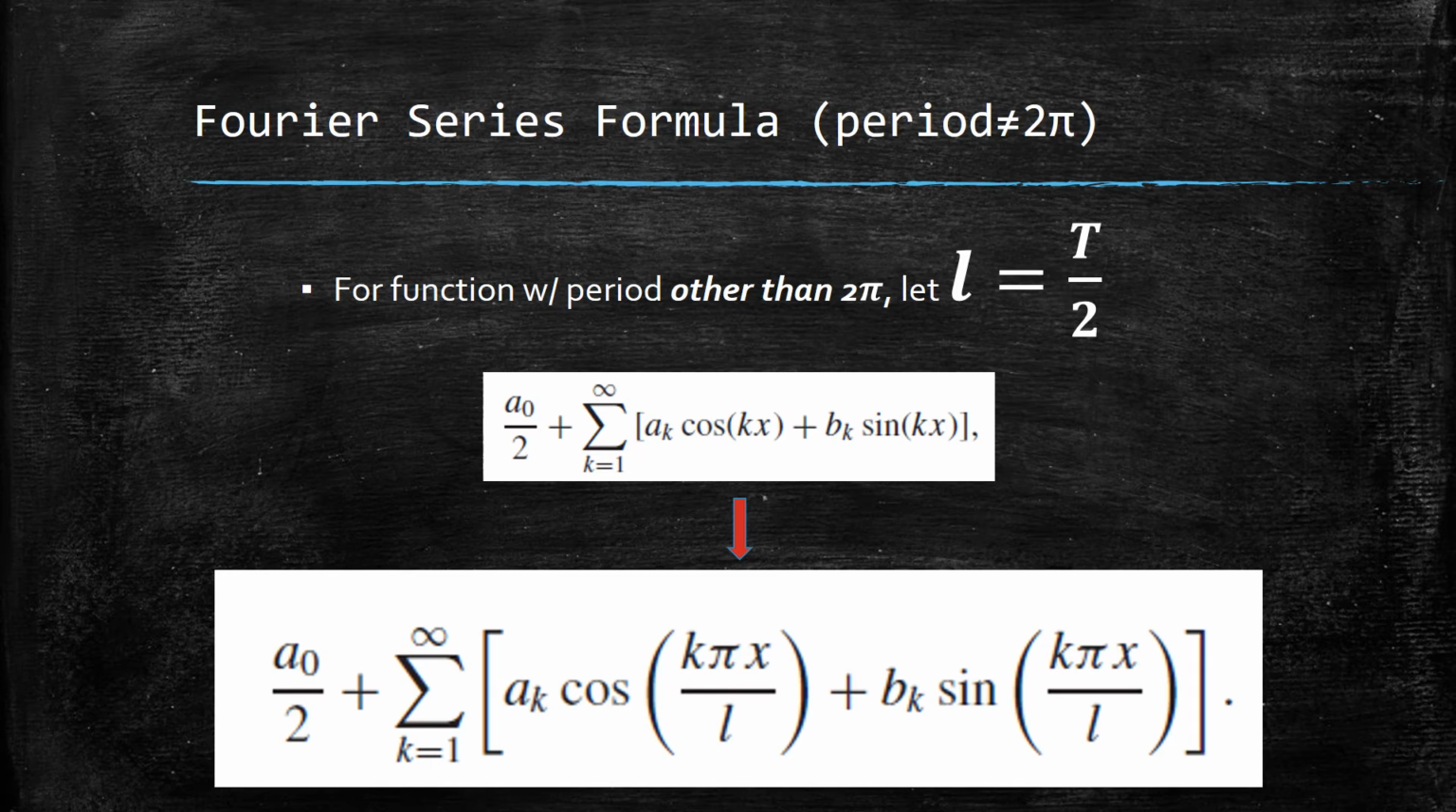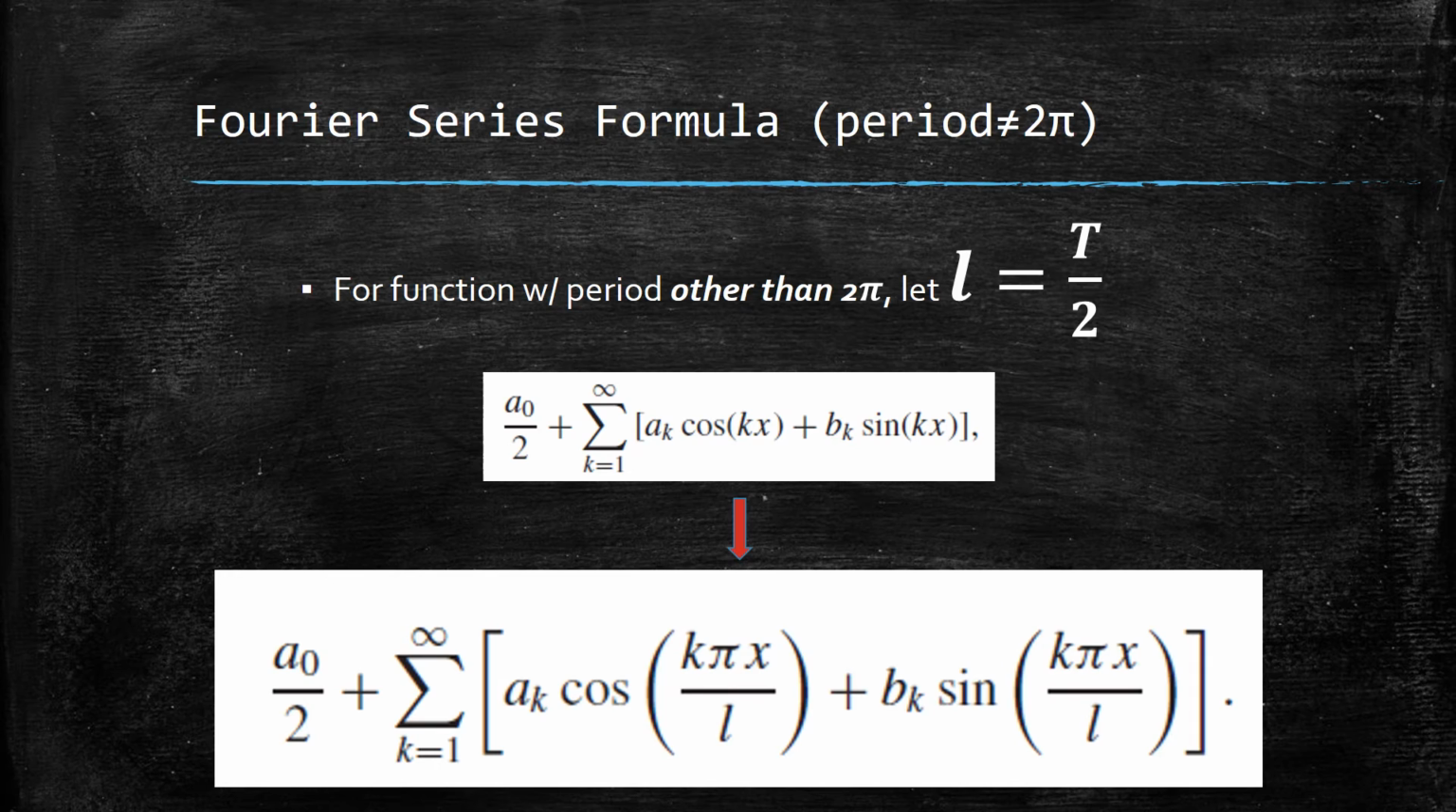The previous Fourier series formula was valid for all periodic functions of period 2 pi. This significantly limits the functions which can be represented by a Fourier series. However, in order to represent functions of period T other than 2 pi, we let L equal the size of the period, or T, divided by 2. This gives us the following equation.